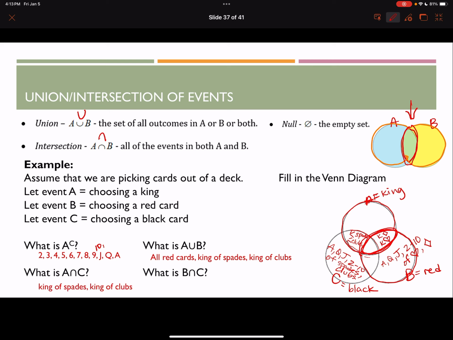Okay, oops, sorry, too quick. What is A intersect C?